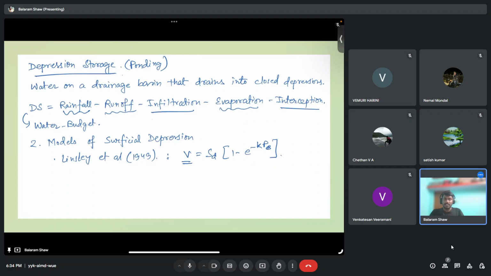And when there is a very low precipitation excess, then V is also very negligible. If there is no precipitation excess, there will be no water getting stored in the depression, right? Okay, so next we'll move to some questions, then we'll come back again.